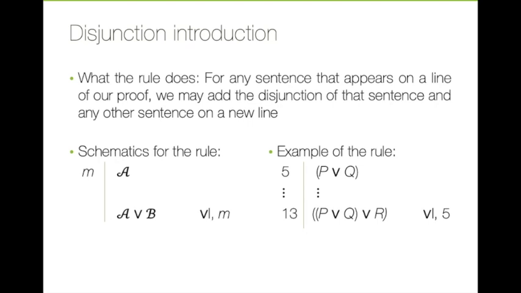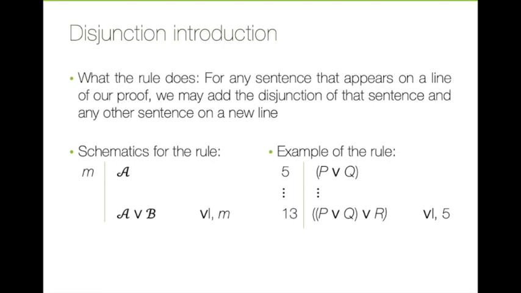So here's our schematic. When we have a sentence A on line M, the disjunction introduction rule allows us to add the disjunction of A and any sentence of TFL B on some new line. And then we have our justification, or I for disjunction introduction, and the line M on which we found the original sentence. And we'll look at our example here.